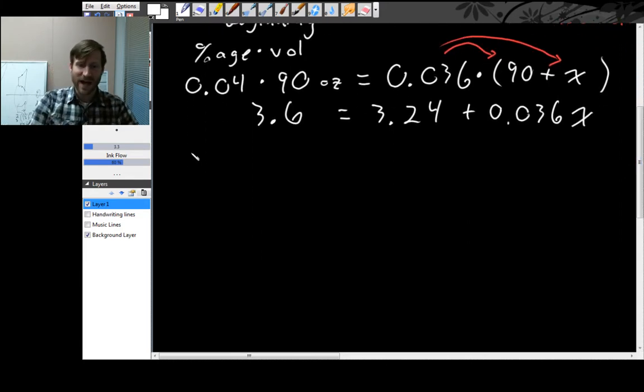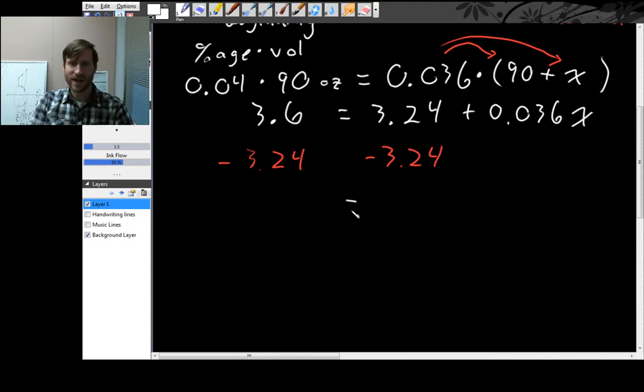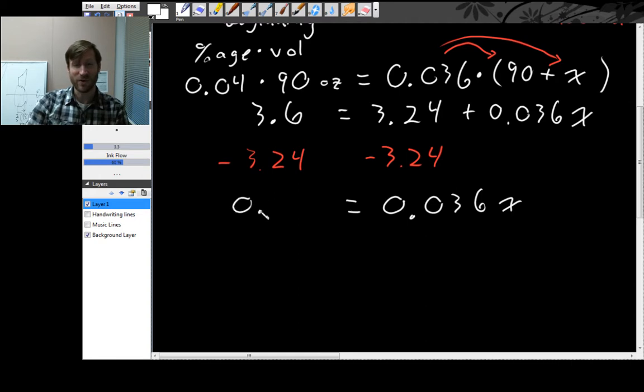So now let's subtract 3.24 from both sides. On the right-hand side, that's going to give us 0.036x. And on the left-hand side, that's going to give us, let's see, 0.36, I think. Yes. All right, almost there. All we need to do is divide both sides by 0.036.